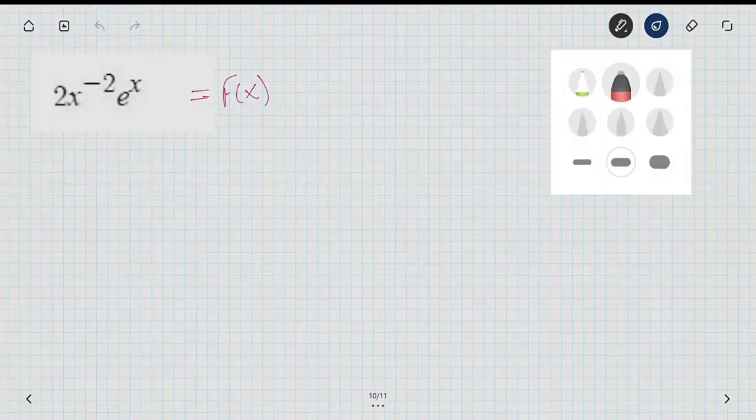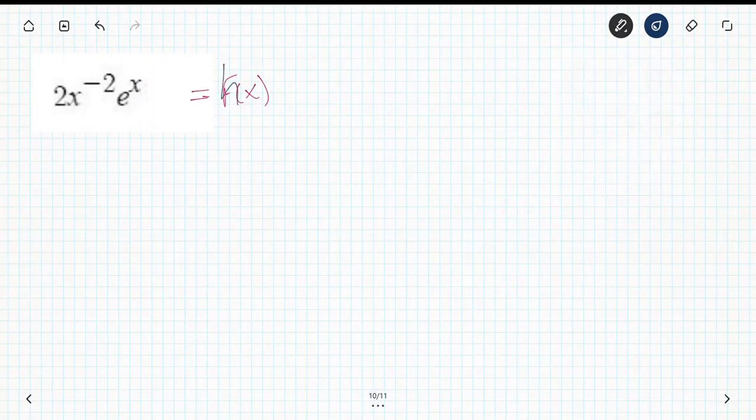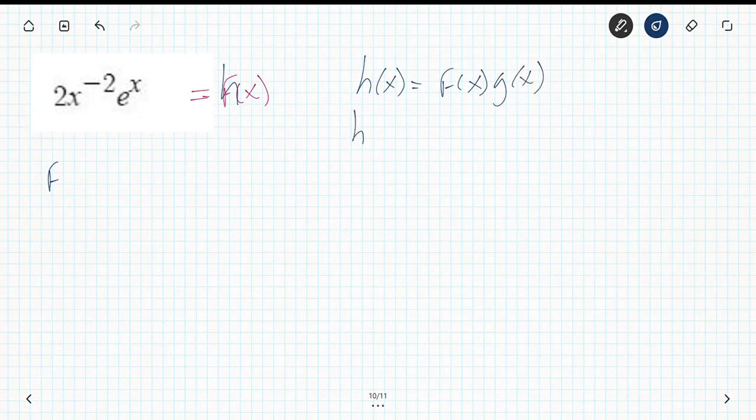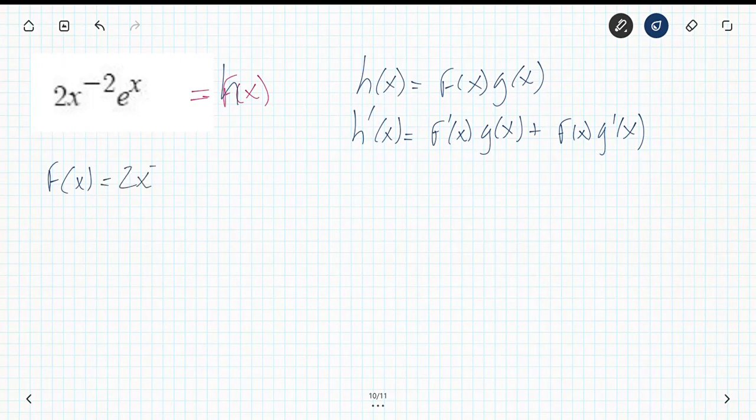Okay, so here we have, let me change this to an h of x. Let's break this down. We know that h of x is composed of two functions, f of x and g of x, and we know that h prime is going to be f prime of x times g of x plus f of x g prime. Okay, and so we can say that f of x is 2x to the negative 2, and g of x is going to be e to the x.